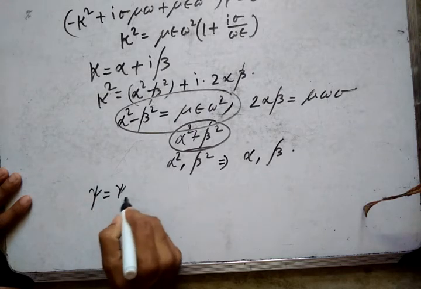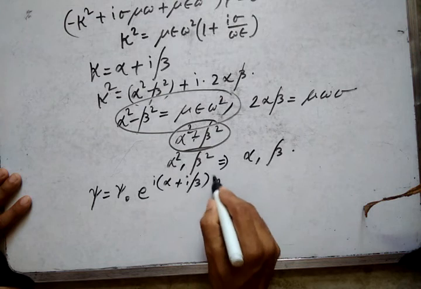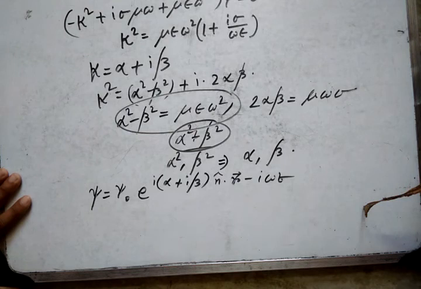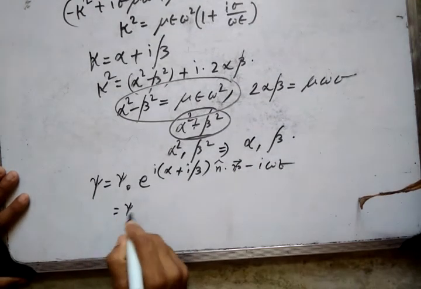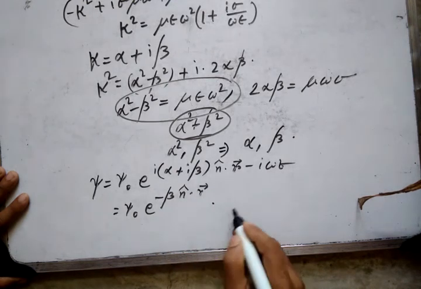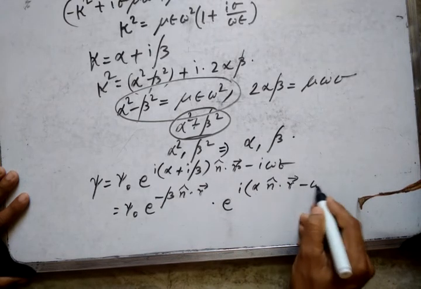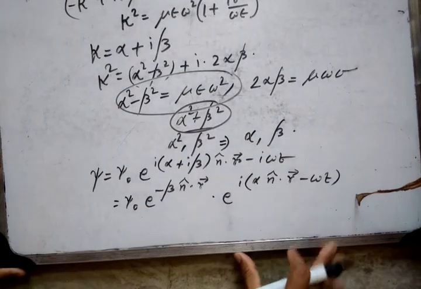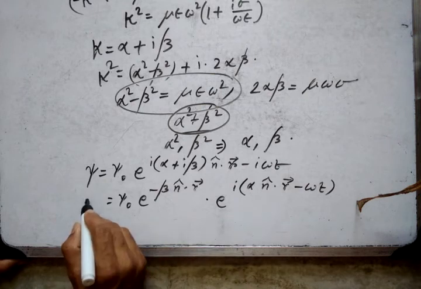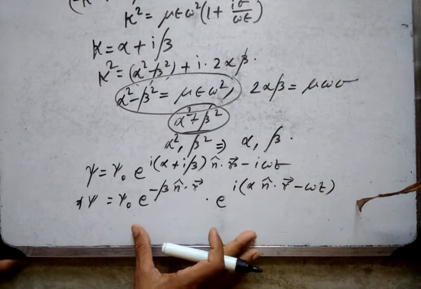So psi equals psi 0 e to the power i (alpha plus i beta) n hat dot r minus i omega t. That is psi 0 e to the power minus beta n hat dot r into e to the power i (alpha n hat dot r minus omega t). So this is the general solution for E and H.